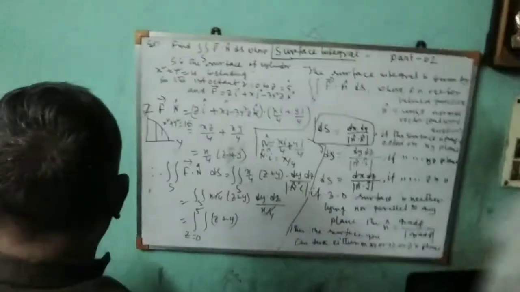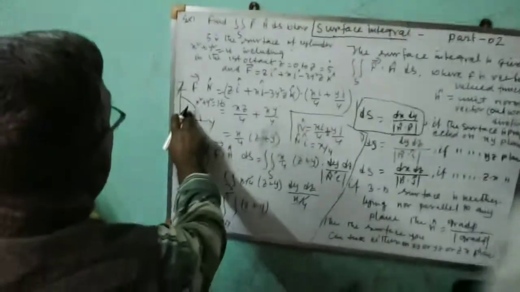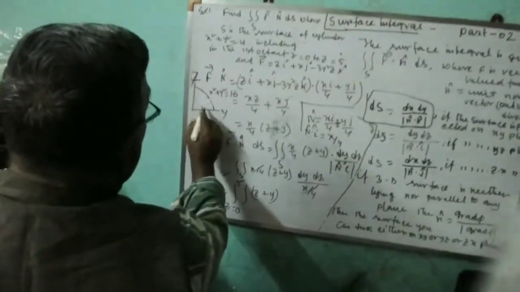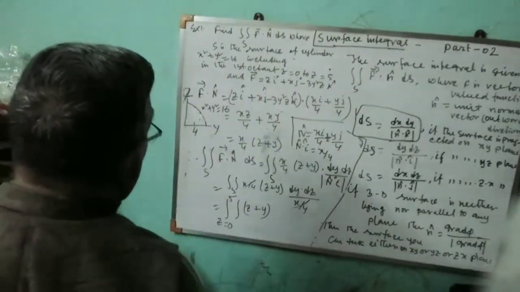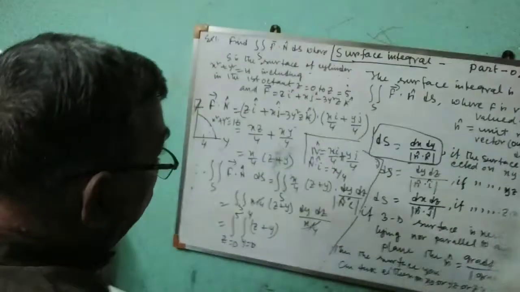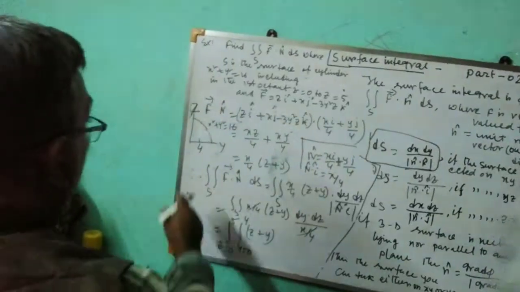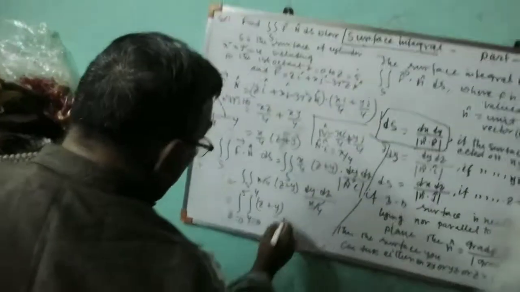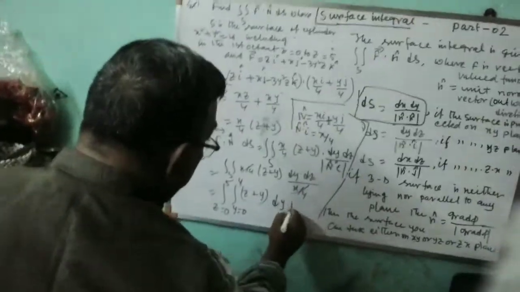On the yz plane, what is the radius? Radius is 4. So y equal to, we can take 0 to 4. Y equal to 0 to 4. On the yz plane, z equal to 0 to 5, it is given, and y equal to 0 to 4, that is dy dz.